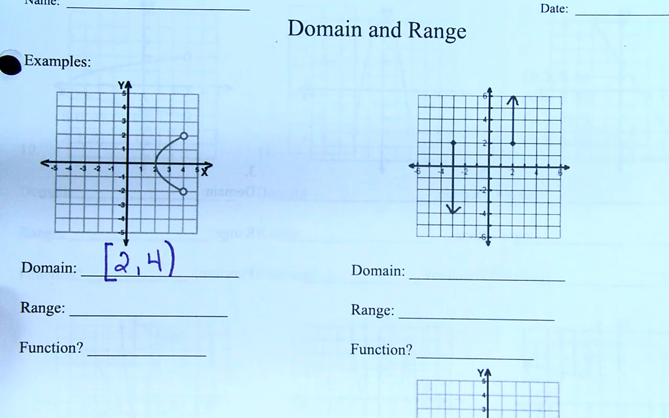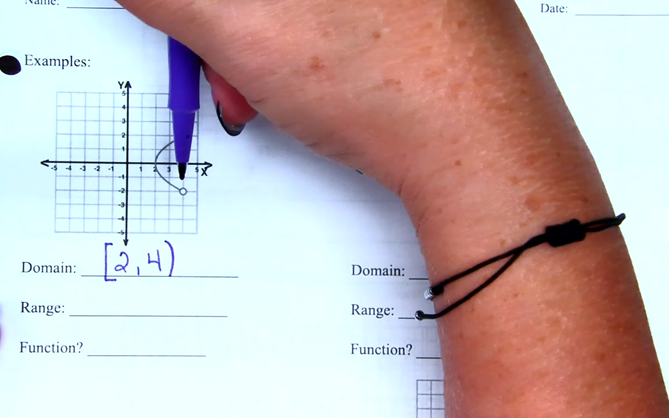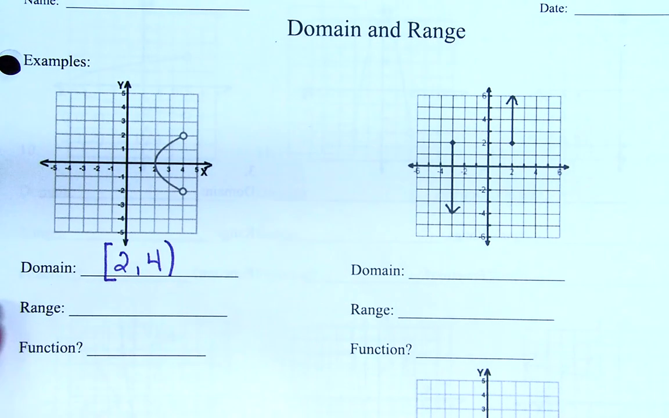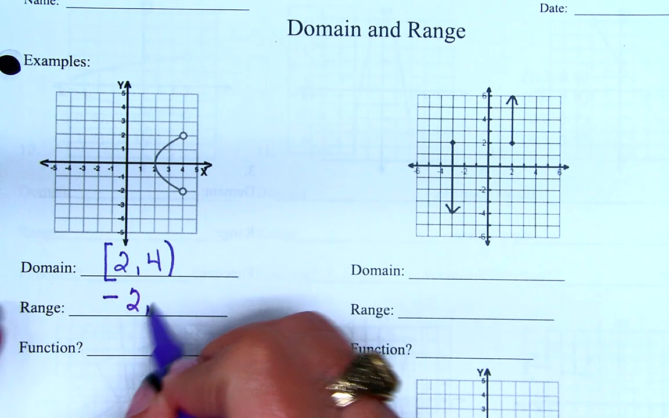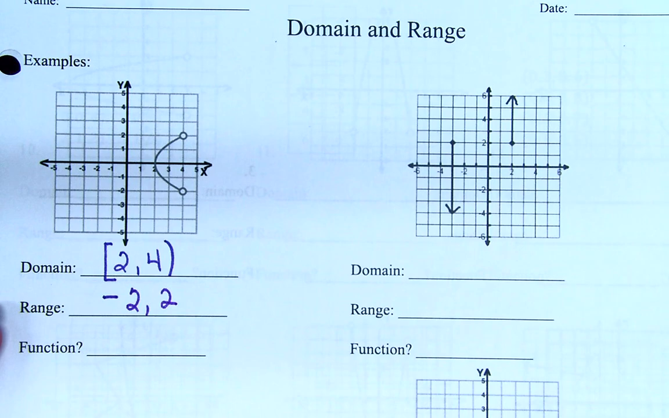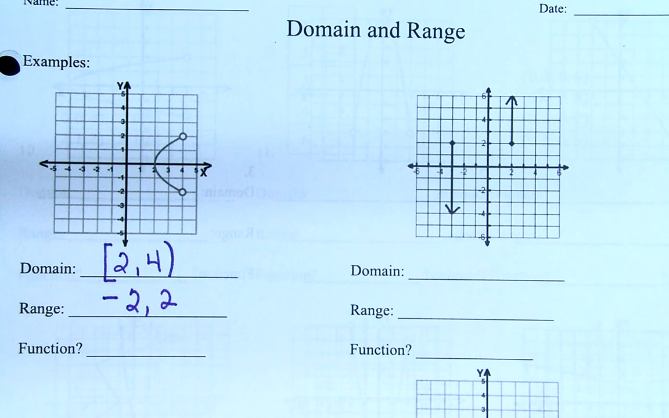So what about the range? How far down does it go? -2, and how far up does it go? 2. So is -2 included? Well, first of all, let's go ahead and write it this way. -2 to 2. Is -2 part of the range? Okay, so I heard one person say yes, and I heard one person say no. The good news is that one of those is correct. Okay, what do you think?